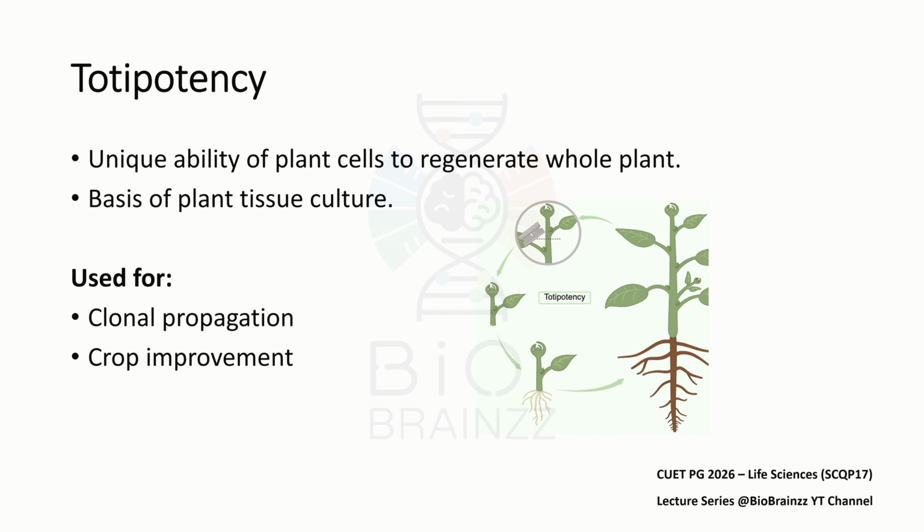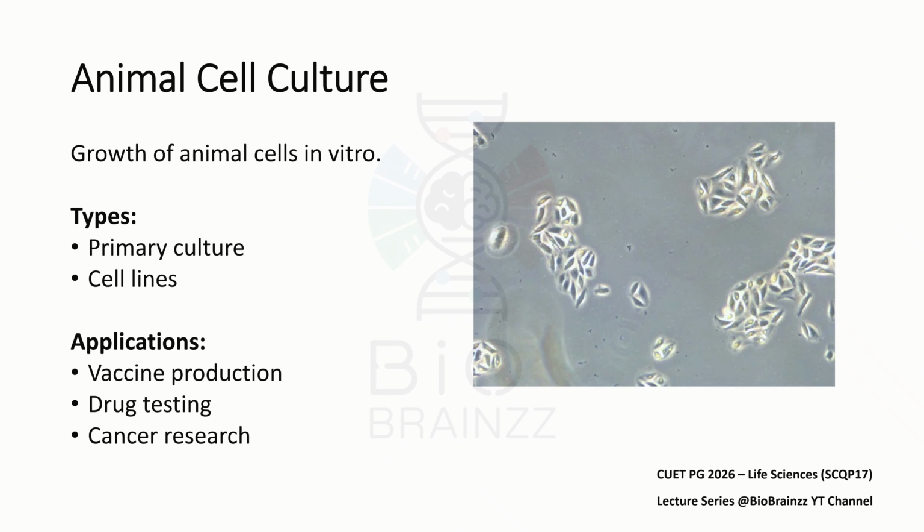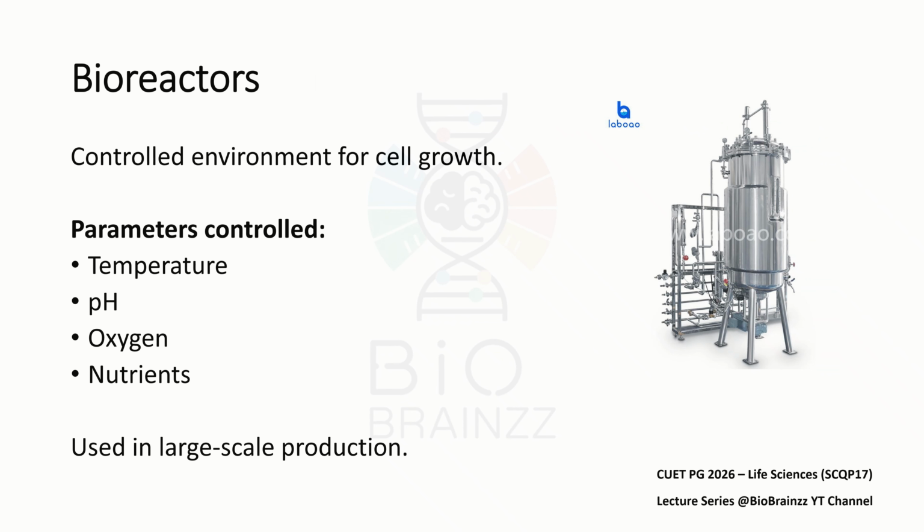Totipotency is the ability of a single plant cell to regenerate into a whole organism. This property underlies plant tissue culture and enables cloning of plants from small tissue samples. Animal cells can also be grown in vitro. Primary cultures are derived directly from tissues, while cell lines are immortalized populations. They are widely used in vaccine production, drug testing, and cancer research.